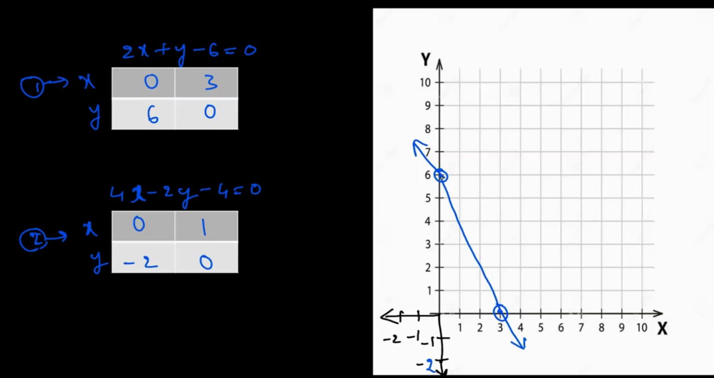Next, from the second equation, this is the first one and this is the second one. 0, comma minus 2. X is 0 and y is minus 2. Here it will be 0, comma minus 2. And then 1, comma 0. X is 1 and y is 0. Join these 2 points.